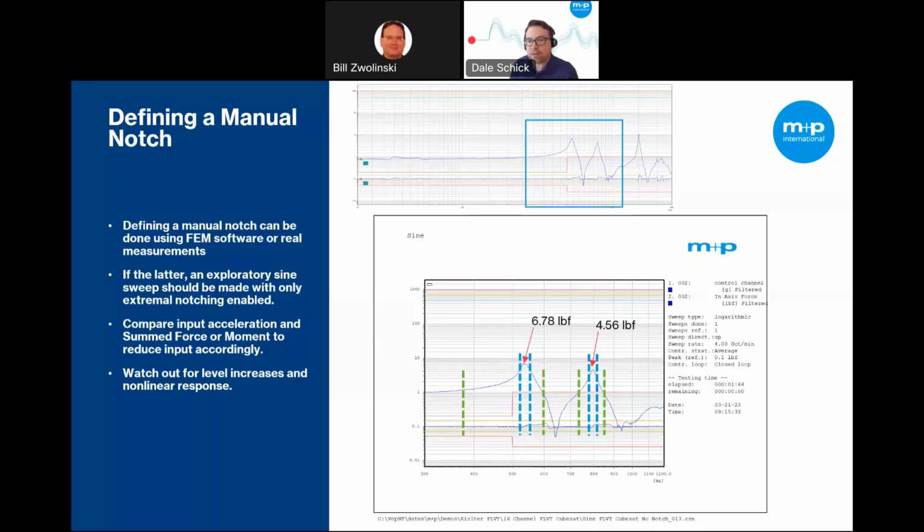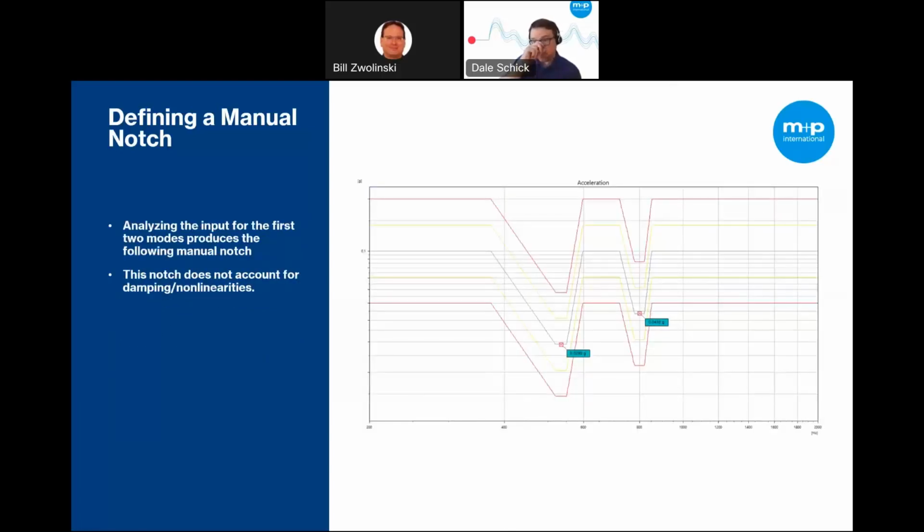To determine the level, I've simply taken the ratio of the desired response, which is 2 pounds force, to the actual response, which in this case is 6.78 pounds force, and applied that to the input force. This method does not take into account damping, so it's oftentimes somewhat experimental. For the first mode, in this case, the value drops from 0.1 G to 0.029, as shown here. And the second mode requires less reduction and sees the input drop to 0.0438 G, but it has a more aggressive slope because it's less damped. Now we're going to run this test first during our live demo and then compare the results to a completely automatic notch.